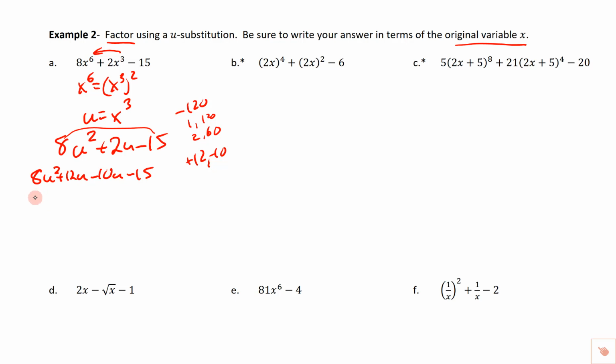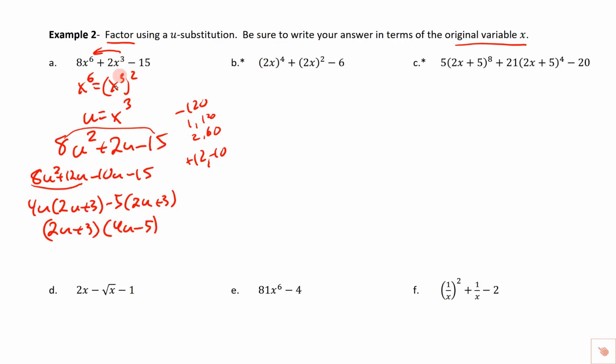So this is going to be, let's see, out of these two, I can take out a 4 and a u. So I'm left with a 2u plus 3. And out of these two, let's see, I can take out a minus 5. So I'm left with a 2u plus 3. So I can take out the 2u plus 3, and I'm left with a 4u minus 5.